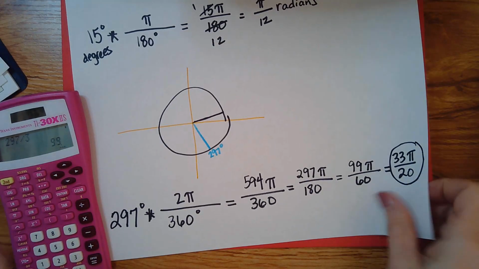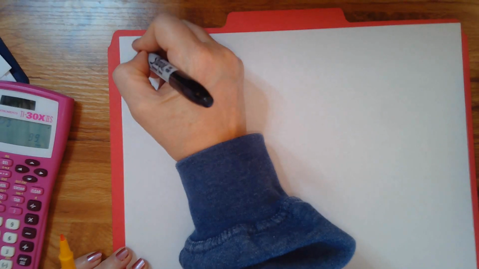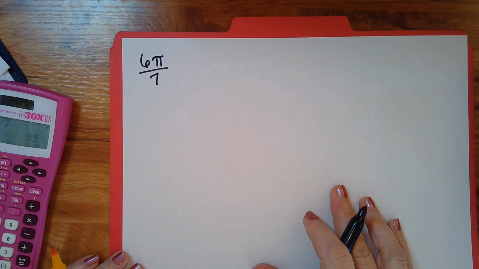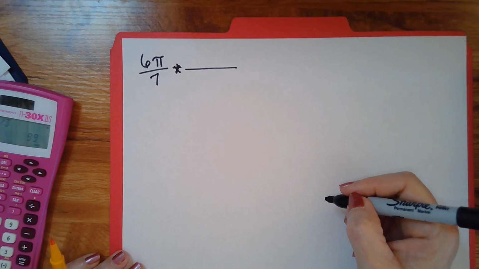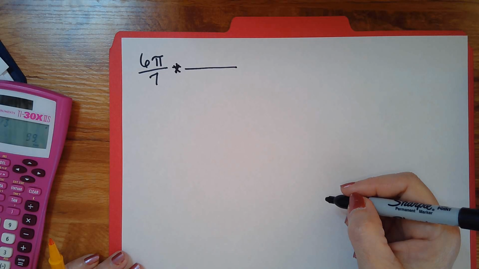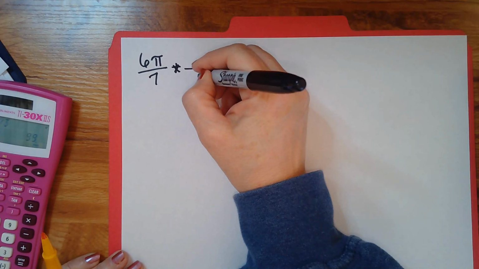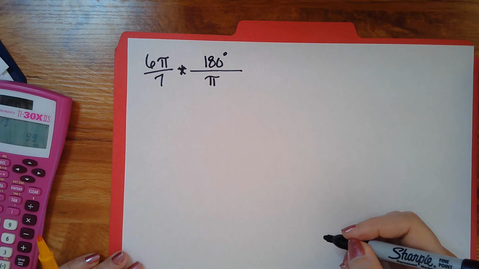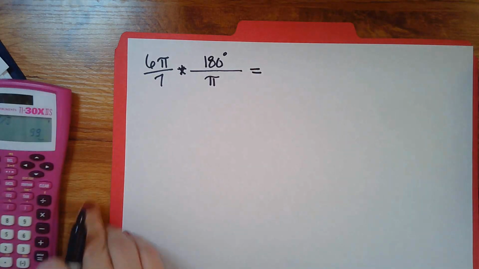All right, let's try it going the other way. So this time, instead of starting with degrees, let's start with the radians. So let's say I have 6 pi over 7 radians. I want to convert that into, what am I converting into? I'm converting into degrees. That's what I'm converting into. So what do I know? Well, I know pi radians is the same as 180 degrees. So I could set it up like this. All right, let's do it.